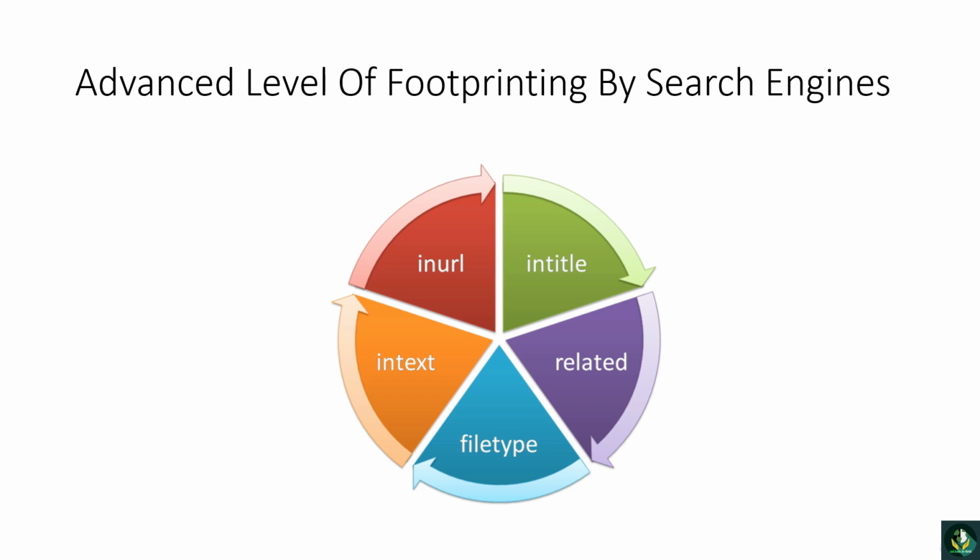Now, advanced footprinting using a search engine. The first one is inurl, which gets all the URLs used in the searched website. Then intitle, which gets all the titles of pages of the searched website. Then related, which gets all the pages related to the searched website. Filetype gets the files that are searched for. And intext returns all the pages that contain the search term.